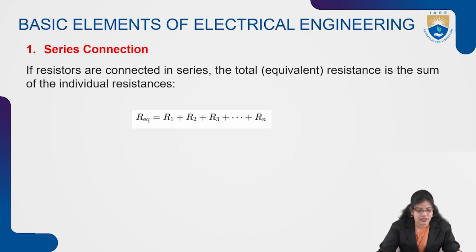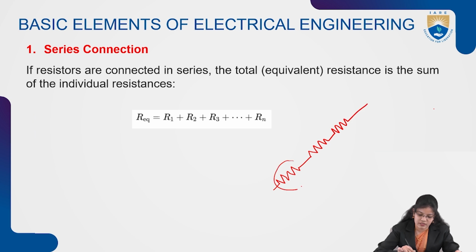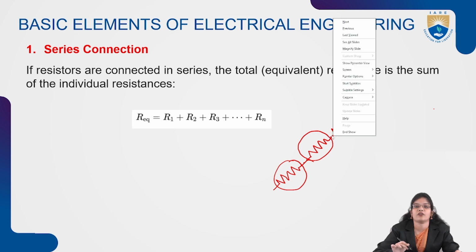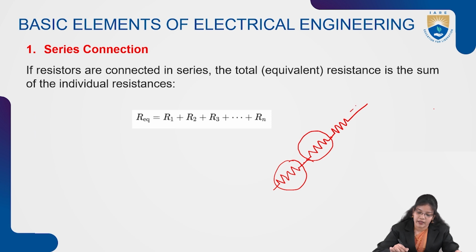The first one is the series connection. A series connection is where the end of the first resistor is connected to the start of the second resistor, and the end of the second resistor is connected to the starting end of the third resistor. It is denoted like this. In this type, n number of resistors can be connected, denoted R1, R2, R3 and Rn.